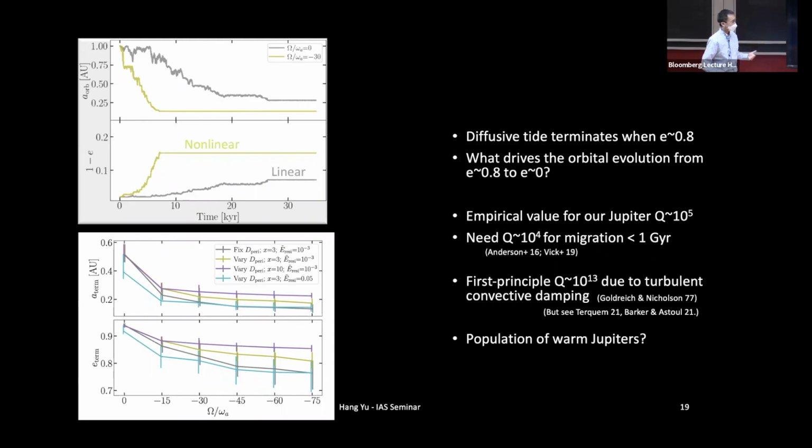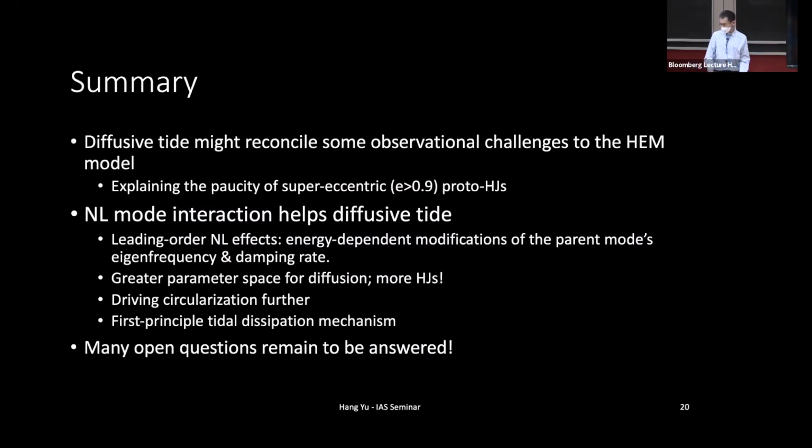The theory here will also be important if we want to make solid predictions on the population of warm Jupiters, because at least a fraction of those warm Jupiters may be proto-hot Jupiters in this process of migrating. So in order to predict their number density, we need to know the tidal dissipation efficiency as a function of eccentricity. With that, I want to conclude here.